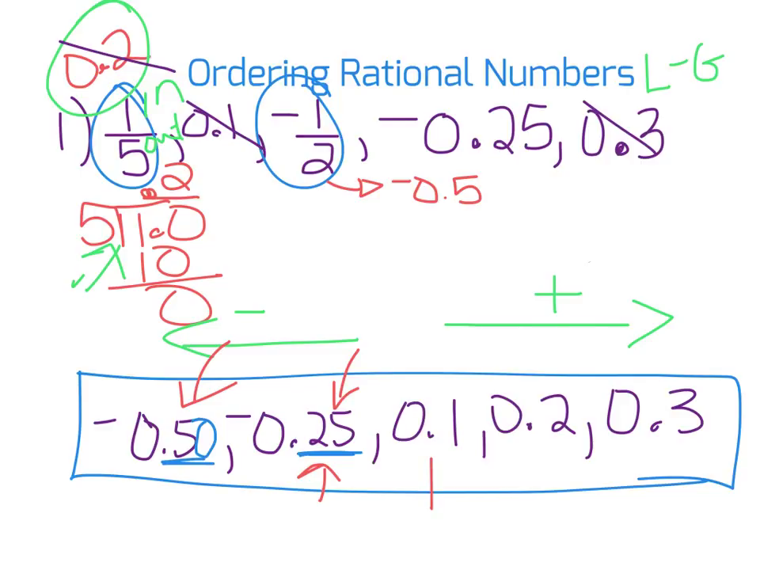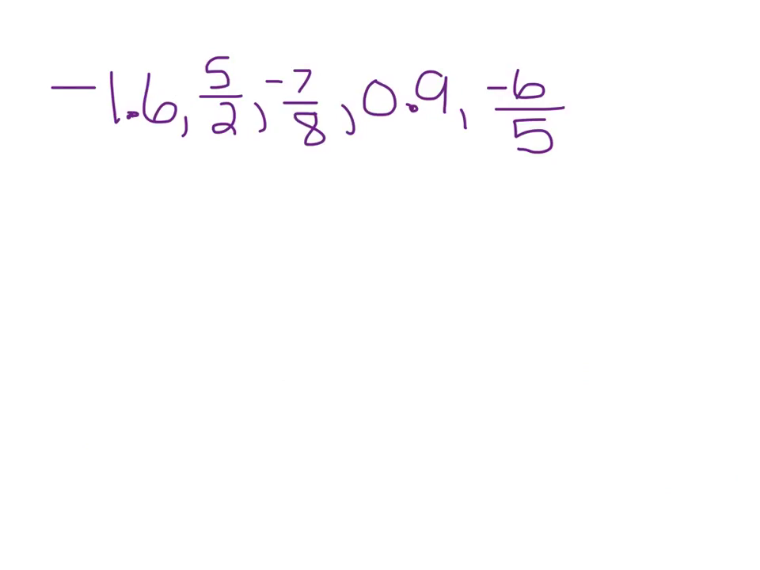So here's the next one, 1/10, 2/10, and 3/10. Great job. All right, so go ahead and order this one the same way. I'm going to write them as decimals first. I'm going to write them all as decimals, and then I'm going to order them, okay?